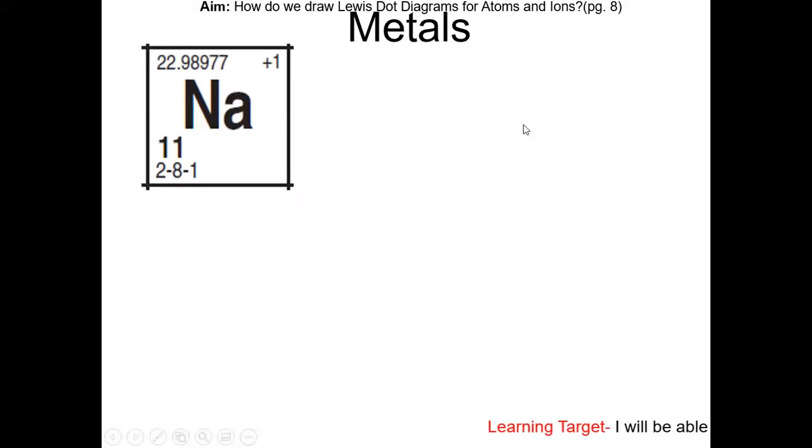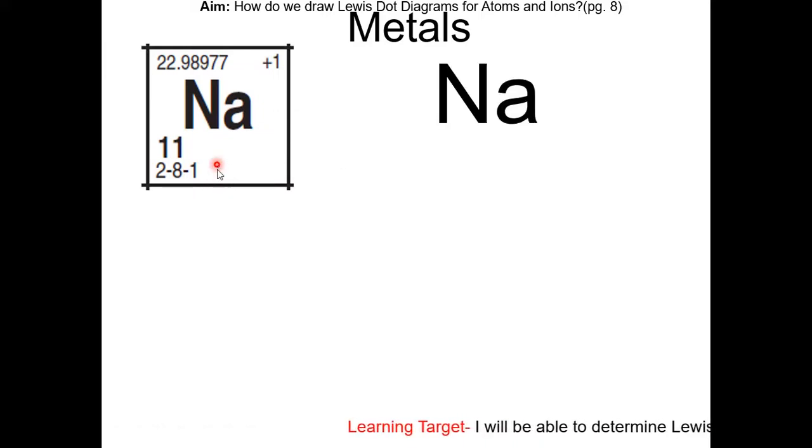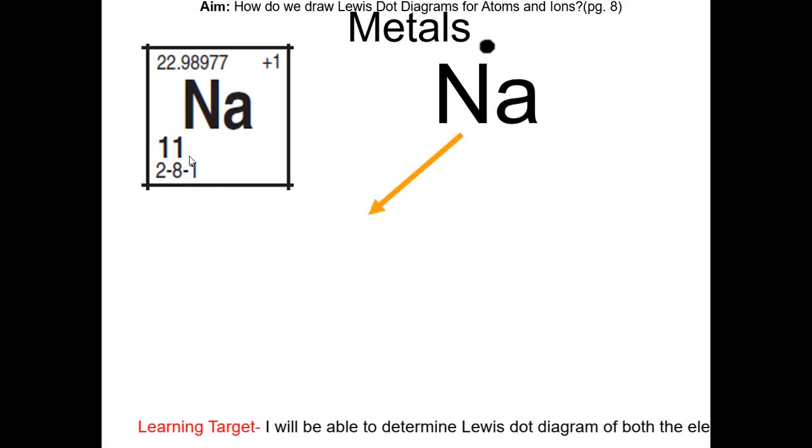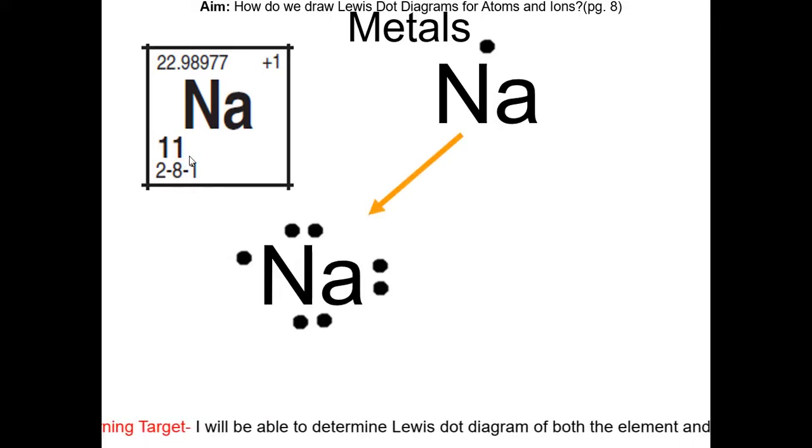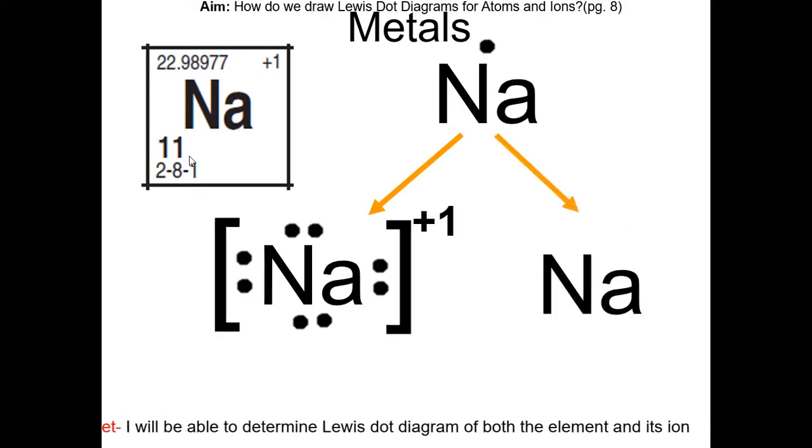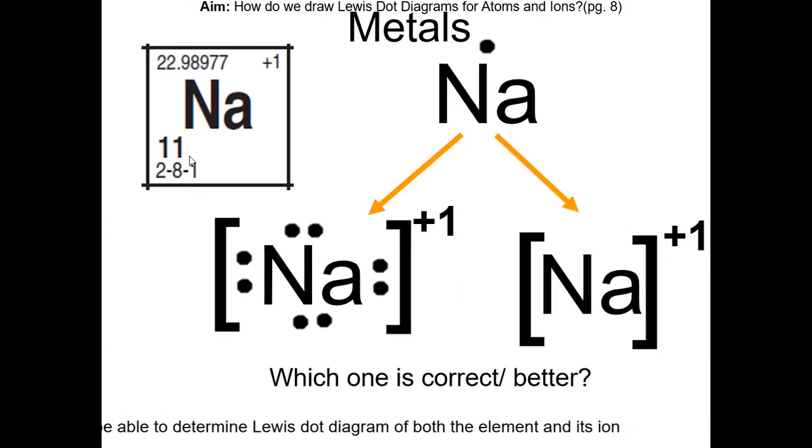Now we are going to talk about metal ions. So let's do an example, sodium. So sodium has 1 valence electron, so we draw 1 dot. And since it's a metal, it's going to lose that electron. So when it does, which one is the correct Lewis dot diagram for that ion? Or which one is better? So it turns out this one is better.